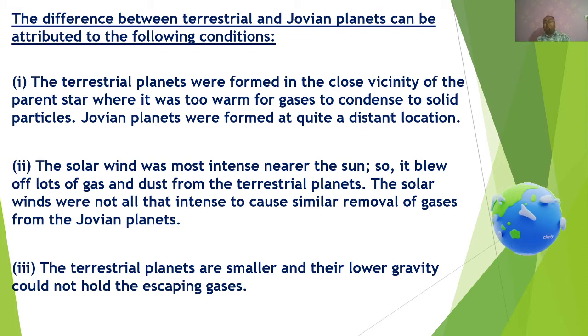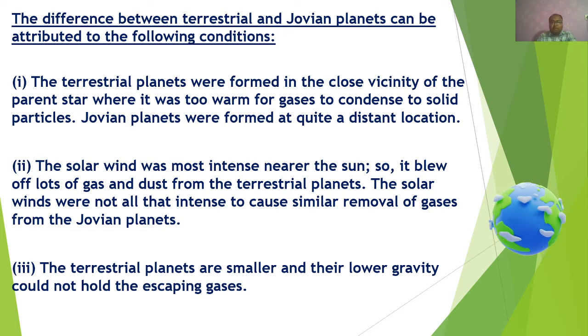The terrestrial planets were formed in the close vicinity of the parent star, where it was too warm for gases to condense to solid particles. Jovian planets were formed at a quite distant location. So, for example, why does Earth have thriving life forms? Scientists say that the position of the Earth is very unique, because Earth has neither too hot nor too cold a temperature.